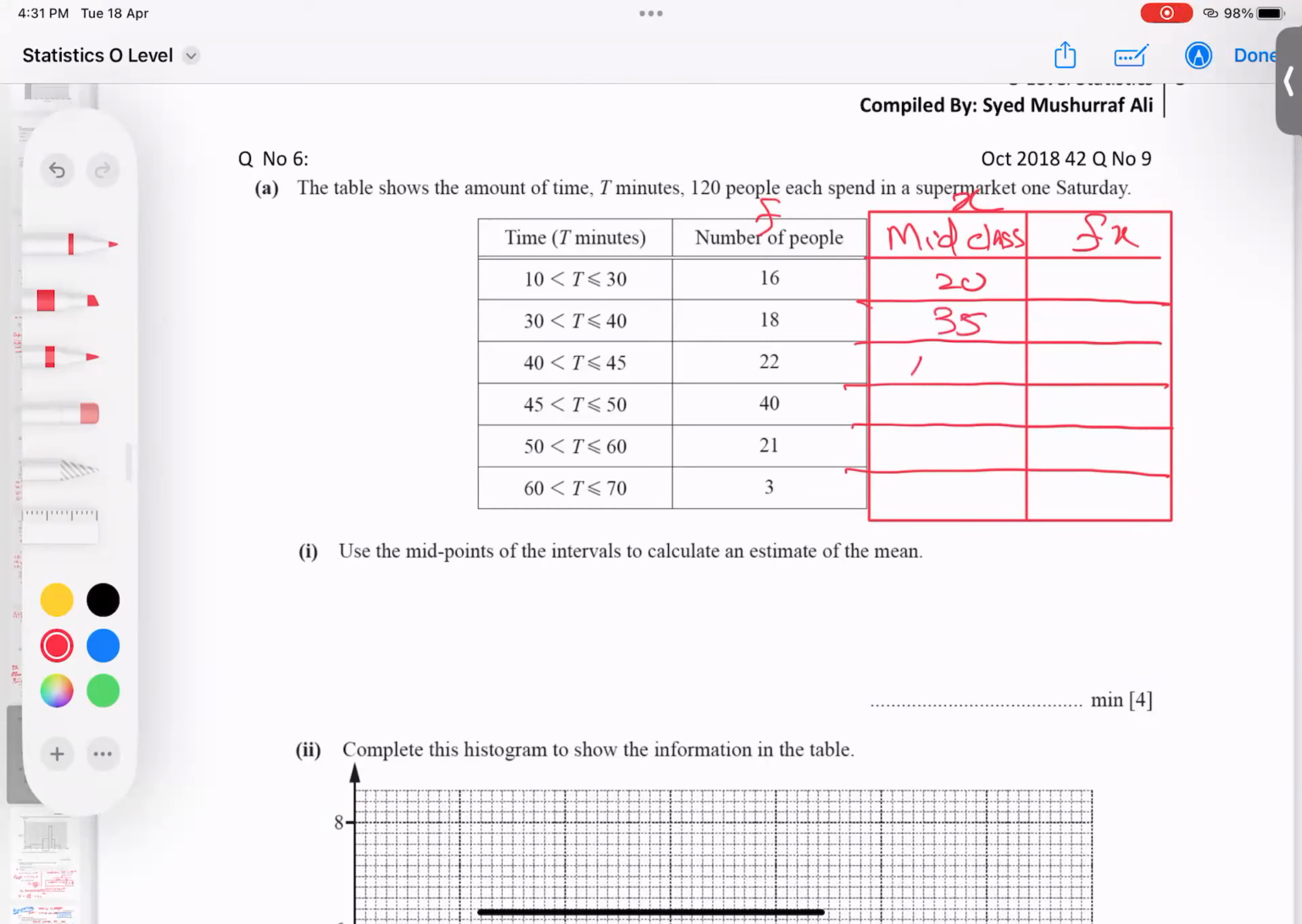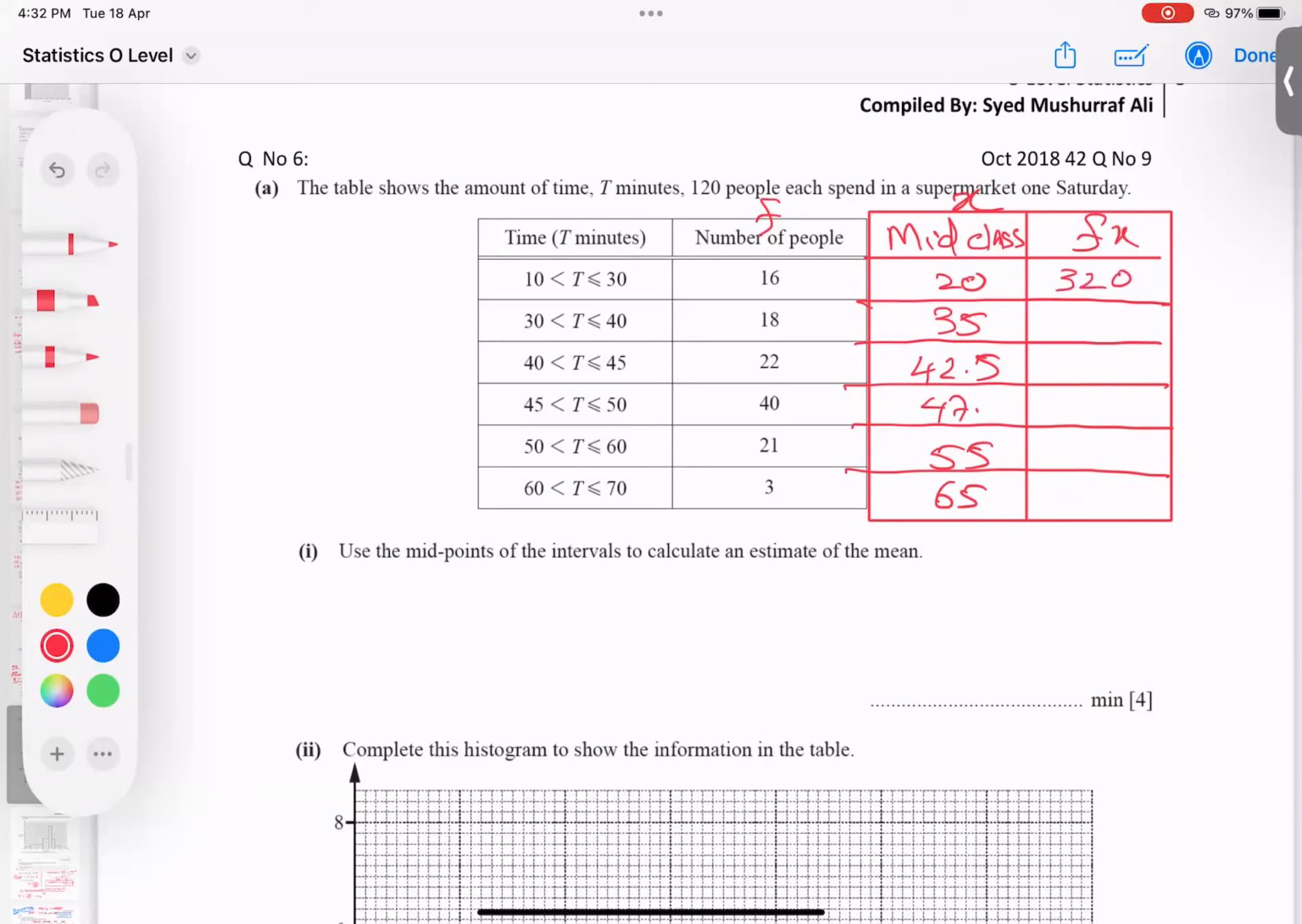I'm not wasting your time, I'm saving time. This is correct. And then 47.5, correct, then 55, and the last one is 65. You can check the values, students. Now Fx means F and X multiplied, like 16 times 20. This becomes 320.